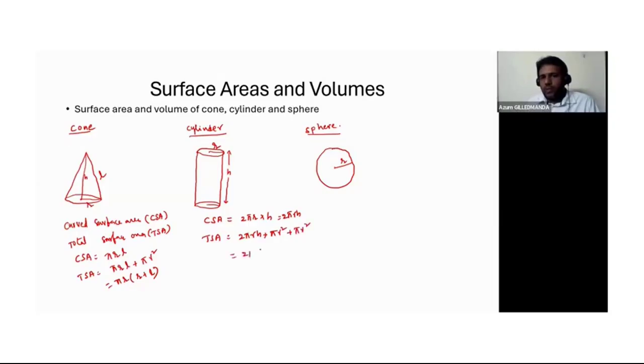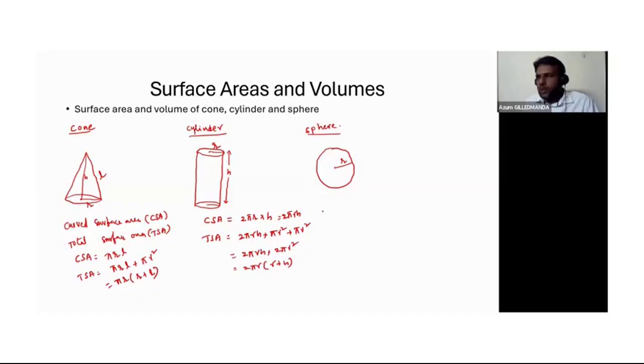So if I add this, 2 pi r h plus 2 pi r square, or if I take 2 pi r common, then this becomes r plus h, 2 pi r into r plus h. Understood? So here for the cylinder, the curved surface area is 2 pi r h and the total surface area is 2 pi r into r plus h.